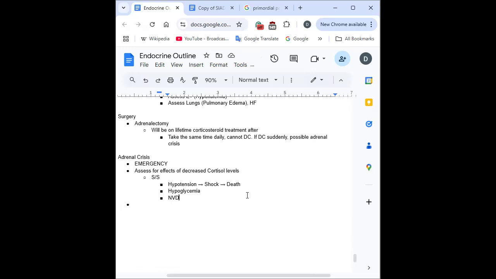Another important one here: we talked about how Cushing's has hypokalemia. So instead you're going to have hyperkalemia. That is also very bad. It's actually even worse than hypokalemia. With hyperkalemia, we can have lethal arrhythmias happen.